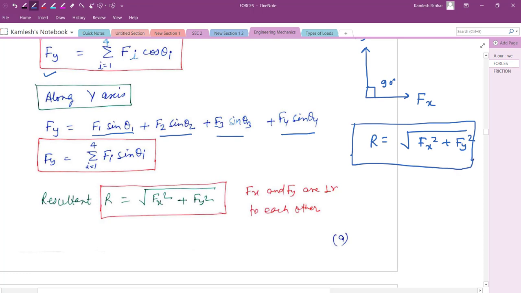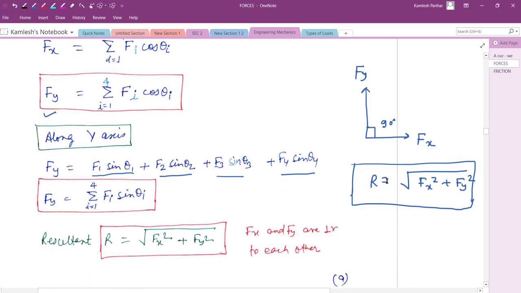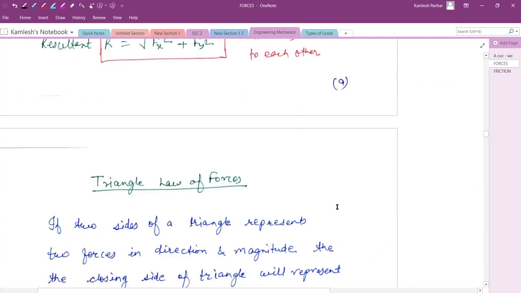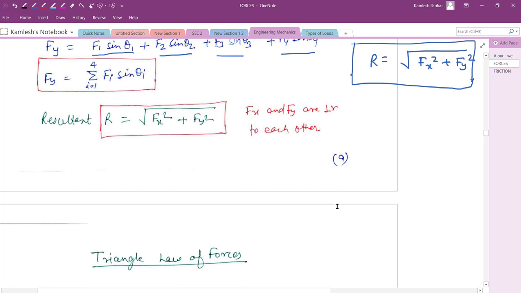That is, when more than two forces are acting. In brief, I summarize what we are going to do. We are going to take the components of all the forces along any two directions. You can take the x-axis along any direction, and the y-axis will be perpendicular to it. Then you sum the components, and then you find the resultant as under root of Fx square plus Fy square. Okay, clear to all?